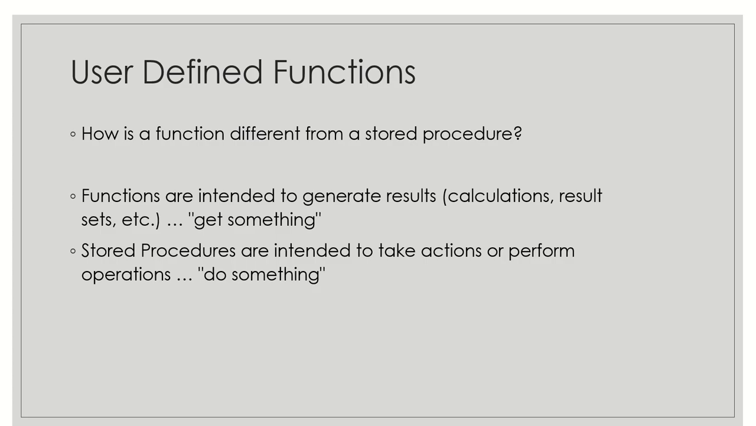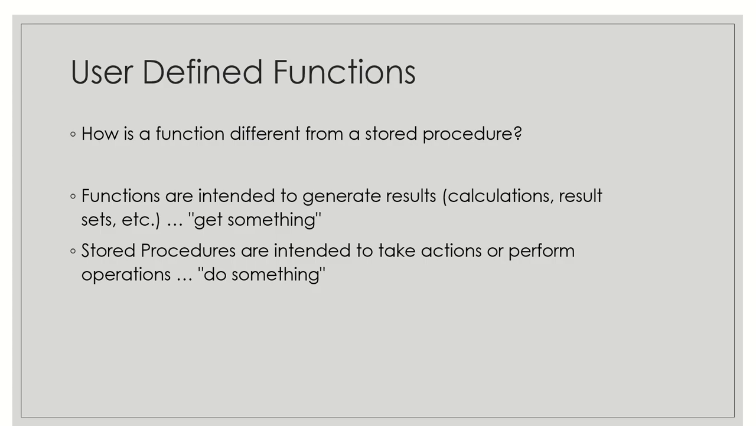Most often, a function is intended to generate some kind of result of a calculation. So a function is being used to get something. And most often, stored procedures are intended to take actions or perform operations. So more often, they're doing something. If you want to compare this to an object-oriented language like C#, a stored procedure would be more like a void method. And a function would be a method that has a data type that returns some sort of calculation.